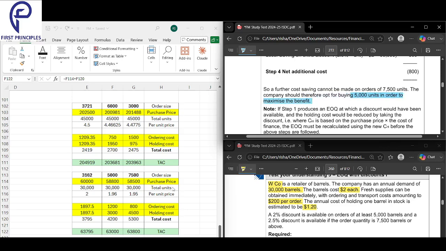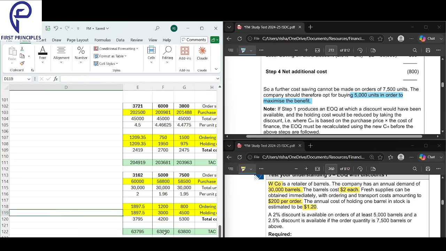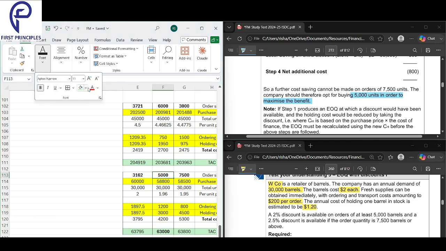So if you do this method, this sum will feel very easy. If you go for the method that is given in the textbook, you will see it will feel a little complicated. This is an easier, lighter method to do. The total purchase price, total ordering cost, total holding cost, add everything up and you'll get your answer. Whichever is lowest, go for that. In this case, this is the lowest, so you go for this.